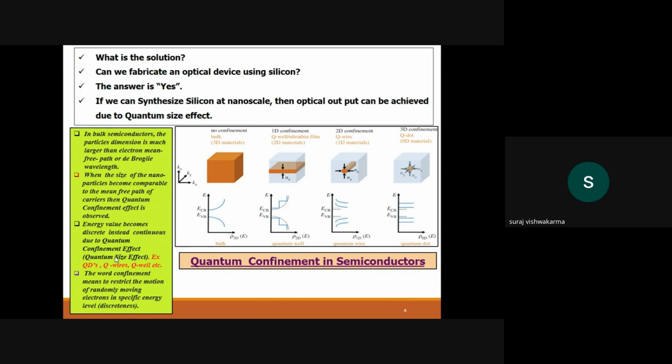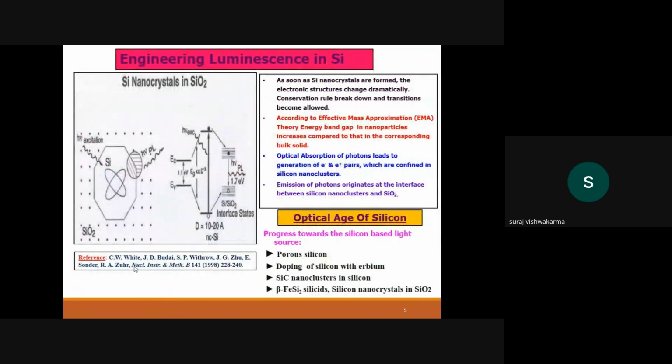This is the process called quantum confinement, where the electronic motion will be restricted. That is called confinement, so that it will have specific energies to access, and then there will be a possibility that when it does the transition from conduction band to valence band, it may emit light radiation in the visible range. This is the process of quantum confinement, which can be achieved when we synthesize silicon at nanoscale. That is what we aim for.